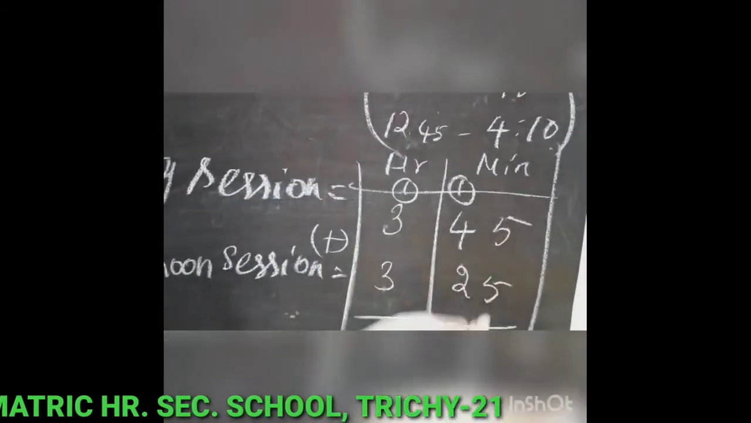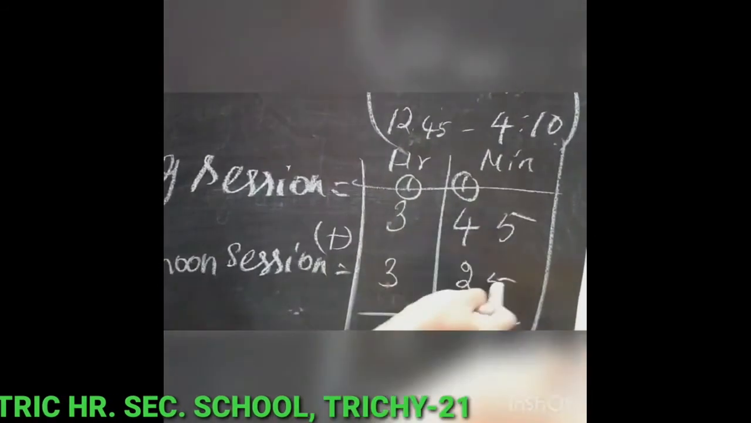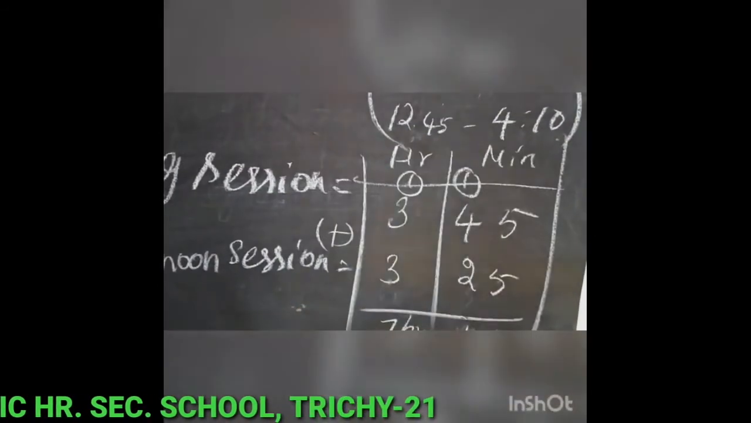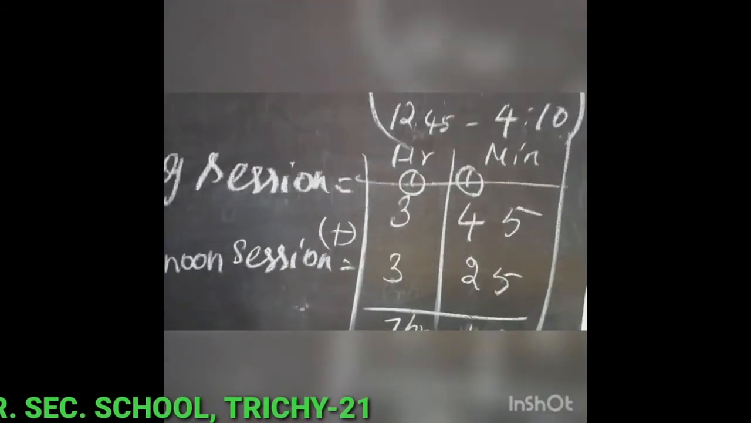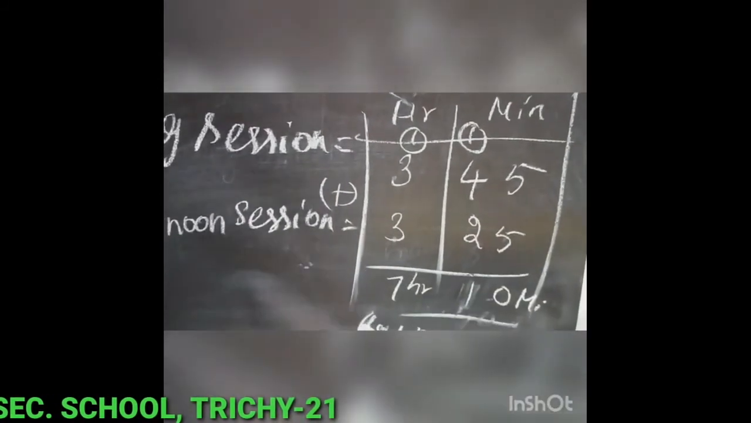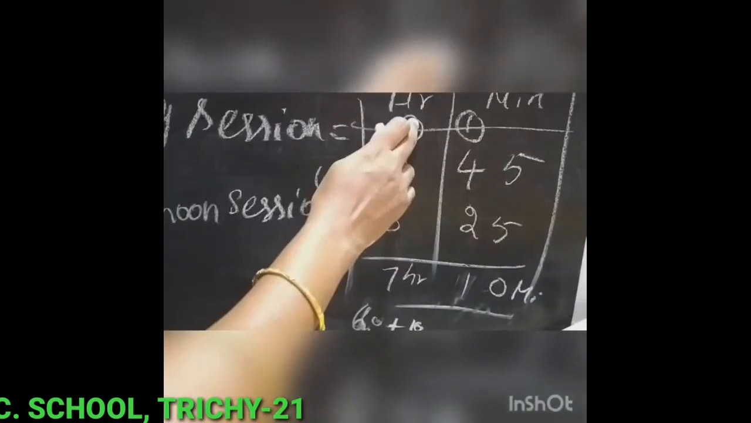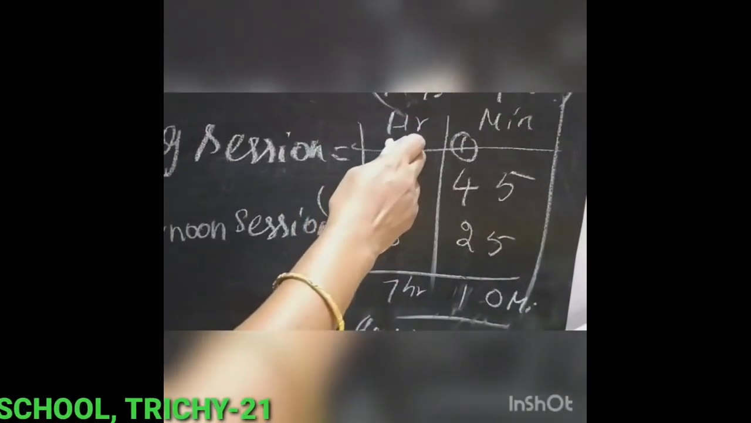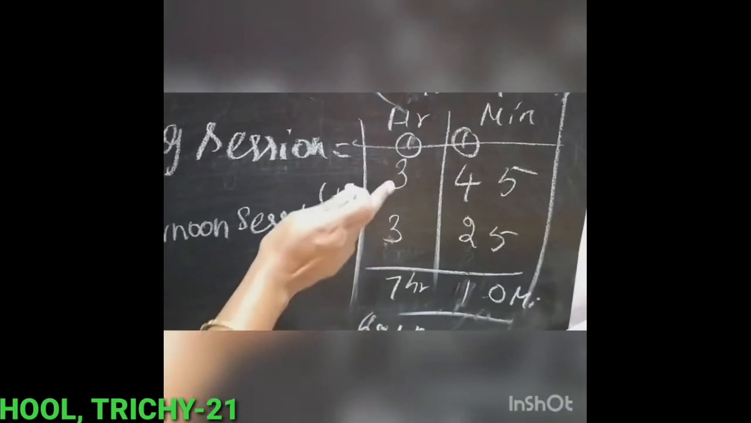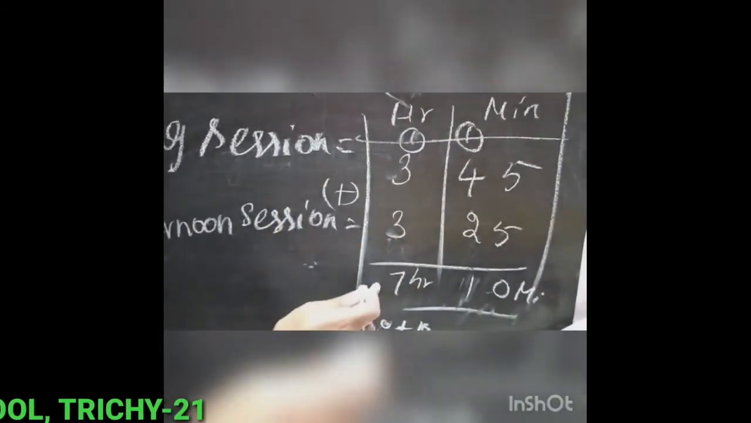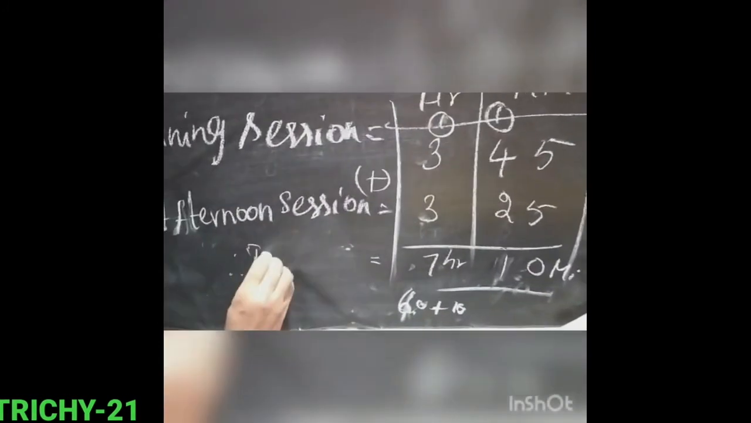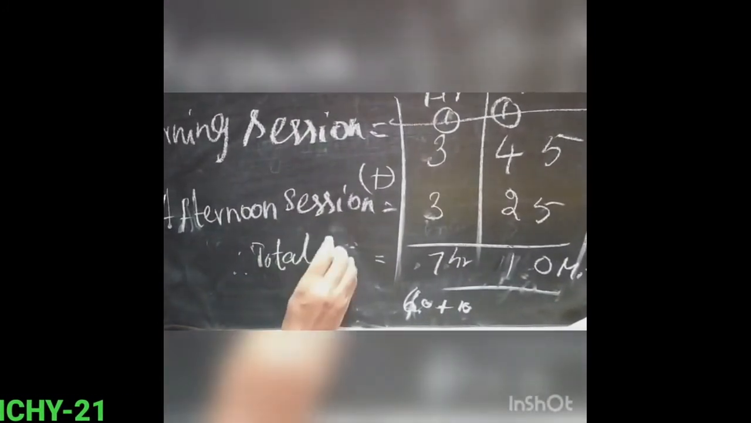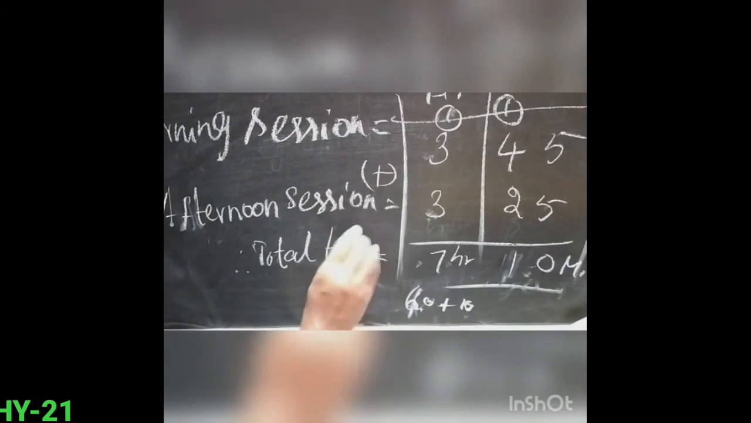So add this one: minutes place 5 plus 5, here 0, the balance 1, here 7, 70 minutes. As usual split this, 60 plus 10. Convert the 60 minutes into 1 hour, and put the balance 1 here. Add this one, 3 plus 3, 6, 6 plus 1, 7 hours 10 minutes. This is the total working time. Is it clear, students?